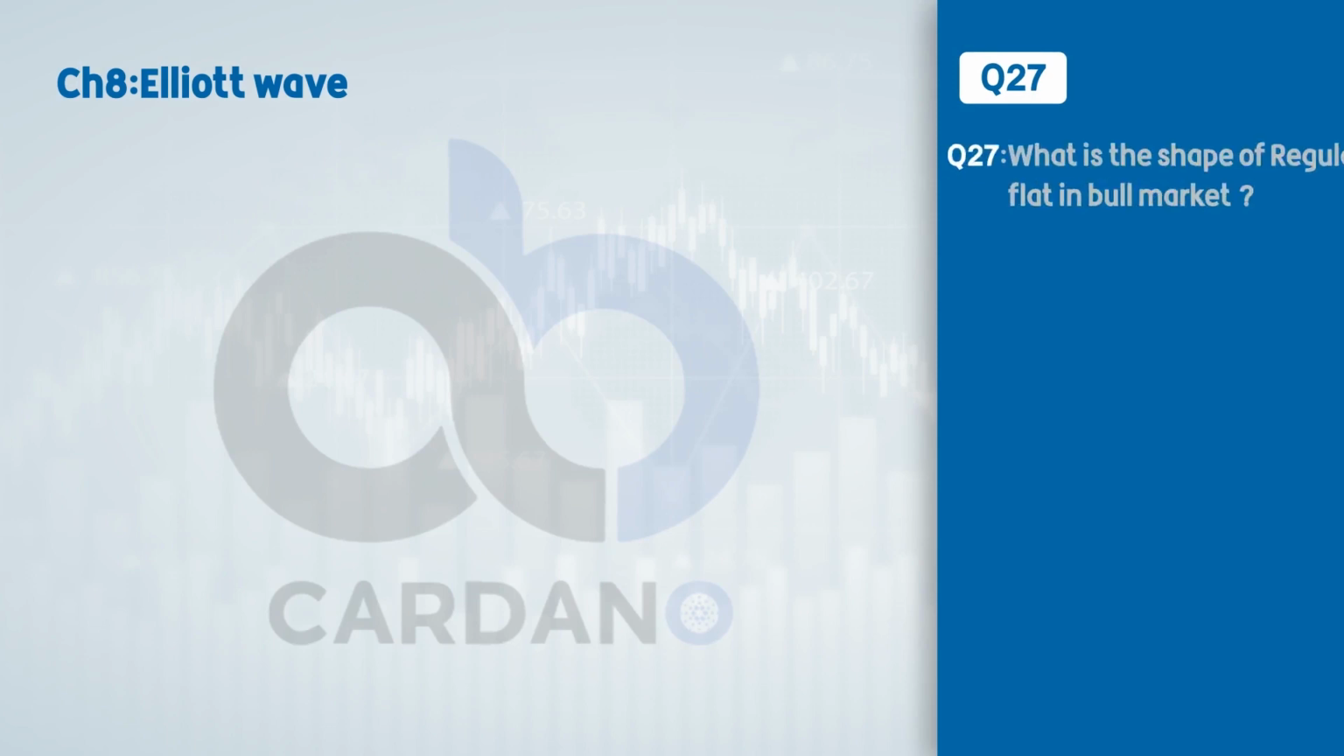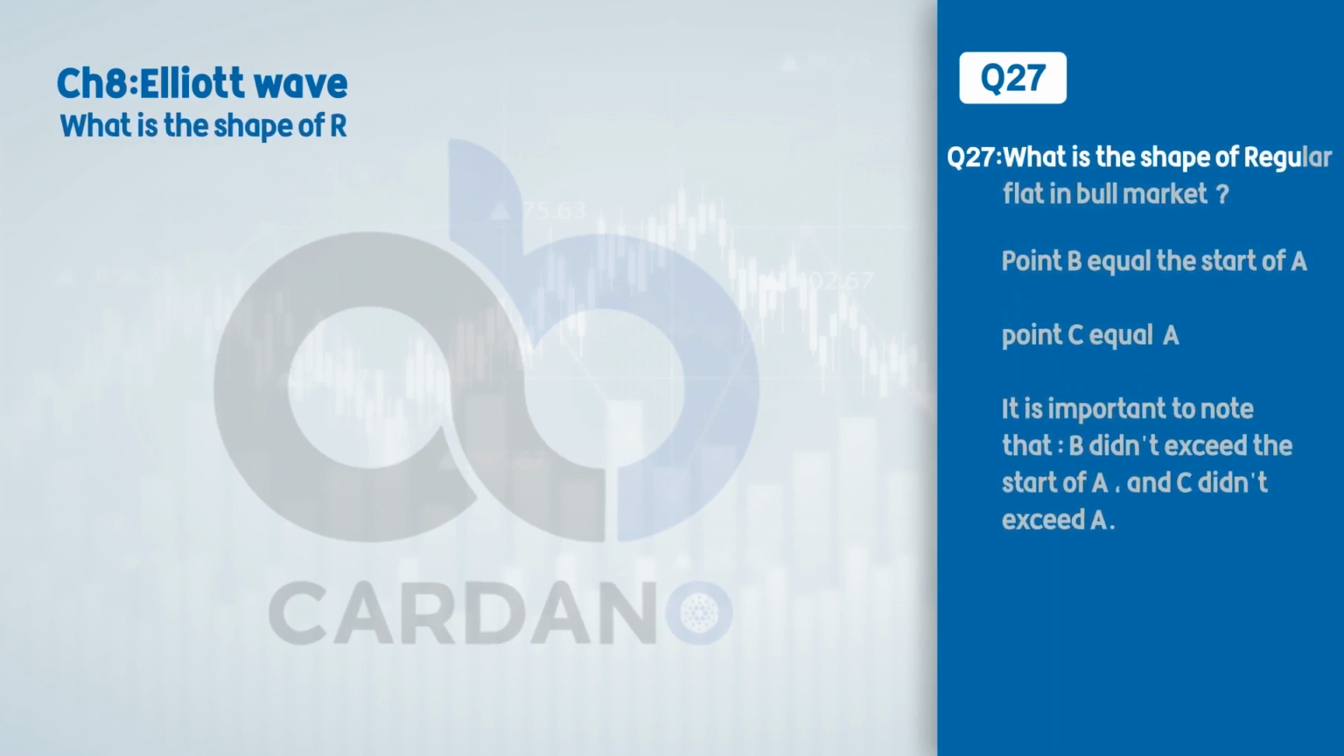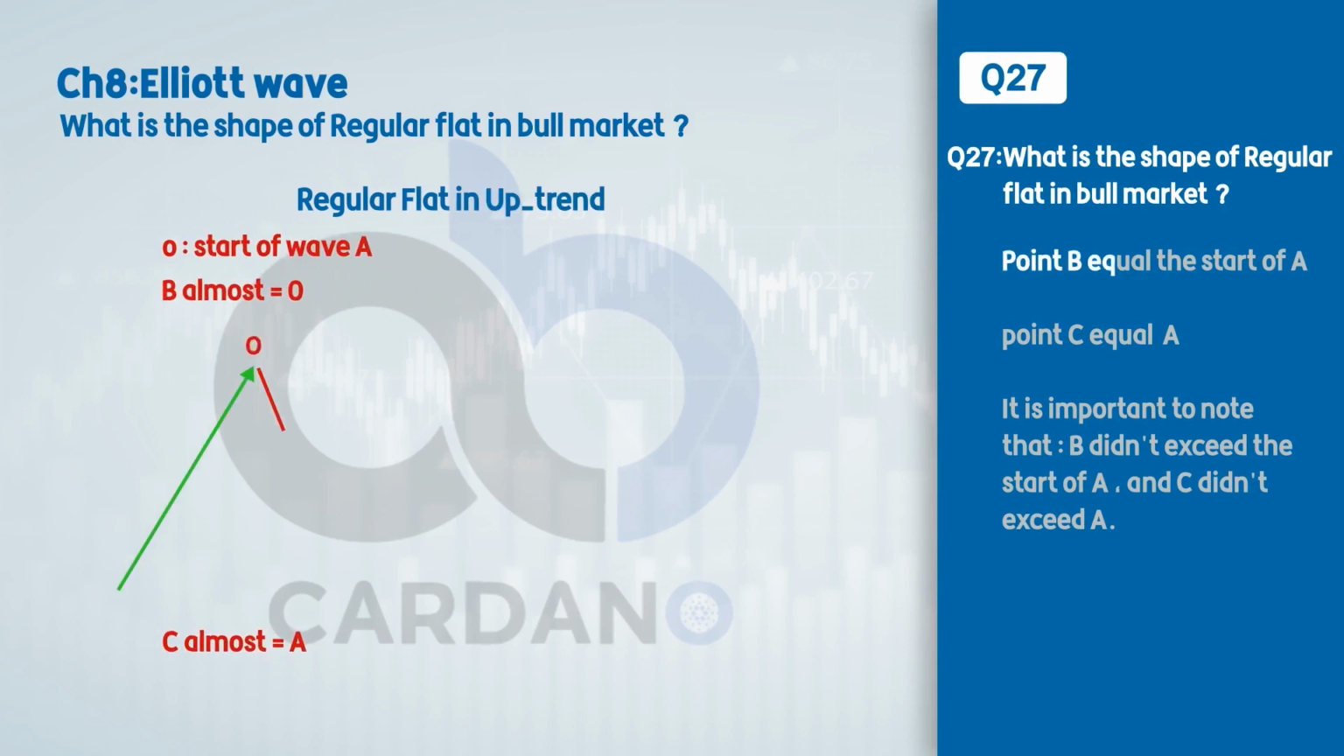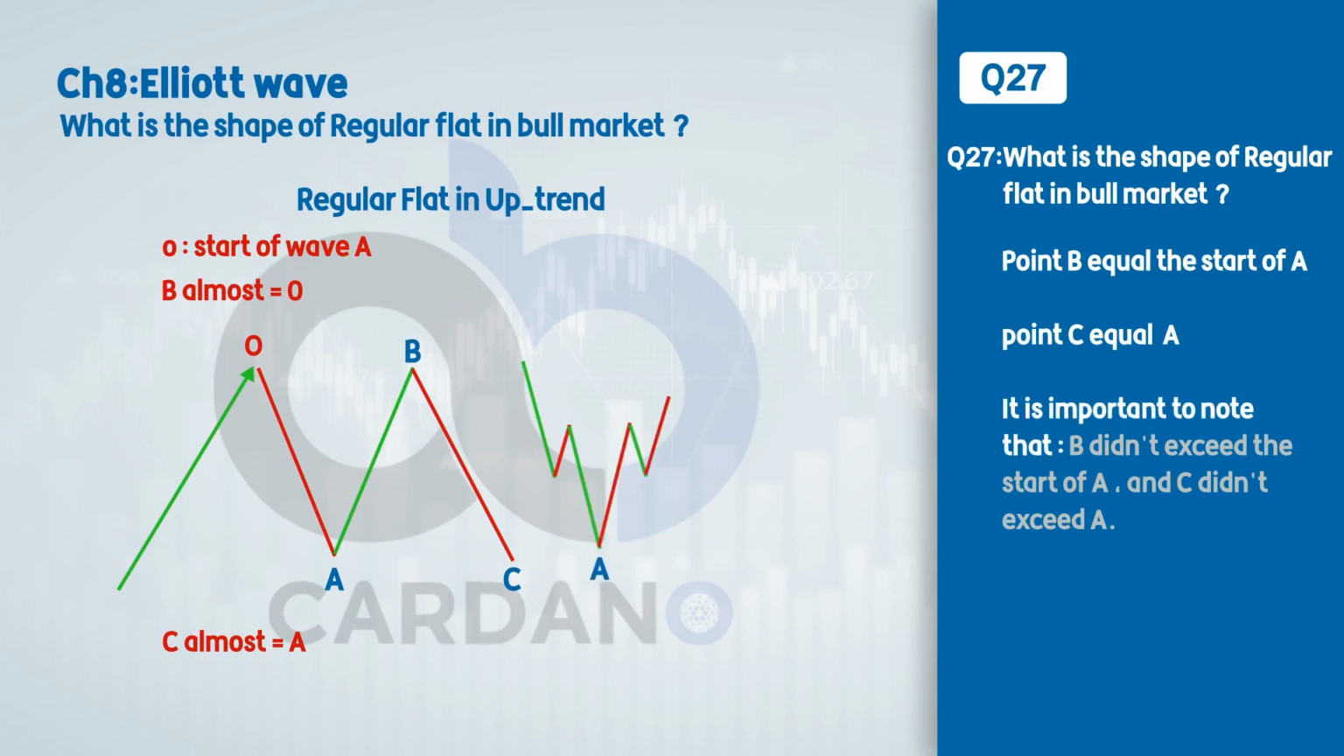Question number 27. What is the shape of regular flat in a bull market? The answer is, point B equals the start of A, and point C equals A. It is important to notice that B didn't exceed the start of A and C didn't exceed A.